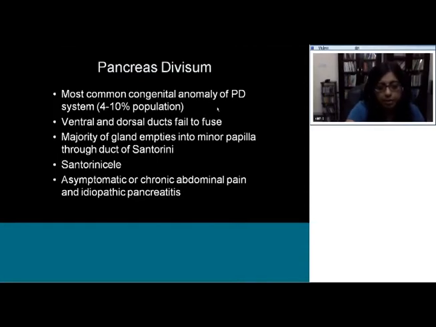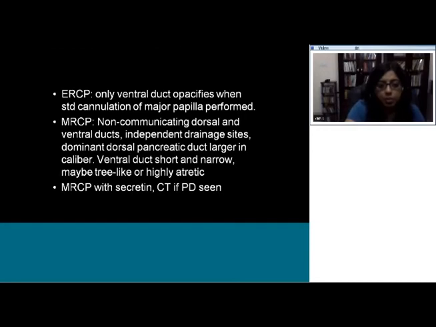When an ERCP is done, if the major papilla is cannulated, then only the ventral duct opacifies. On MRCP, one can see non-communication of the dorsal and the ventral ducts with independent drainage sites. The dominant dorsal duct is larger in caliber. The ventral duct is short, narrow, tree-like, or atretic. And a good diagnostic study is MRCP with secretin to enhance the appearance of the ducts. If the pancreatic duct is seen, then CT can be useful in its diagnosis.